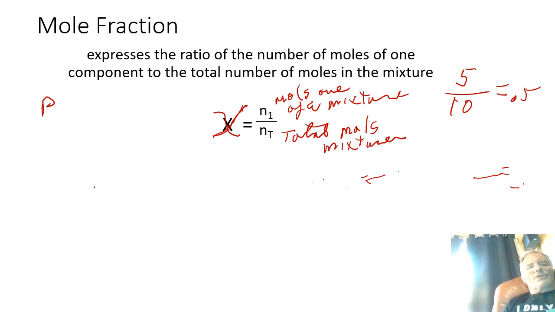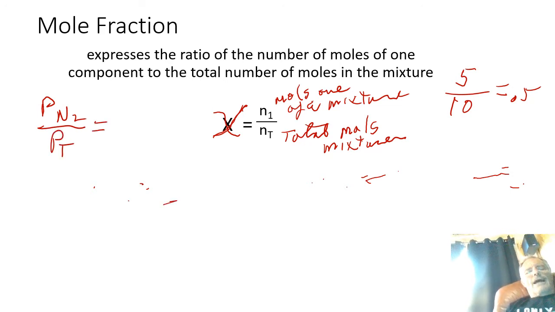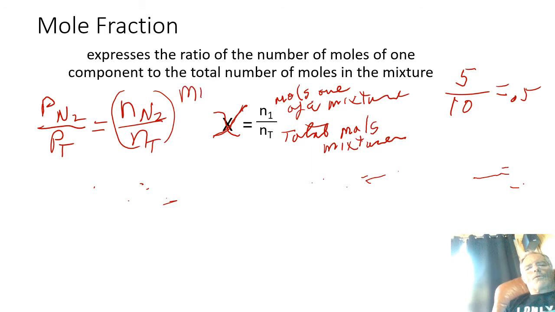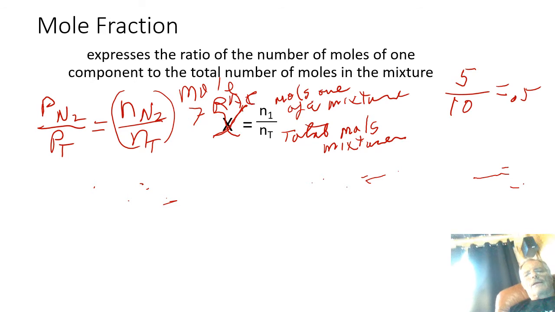So let's say we're talking about the partial pressure of nitrogen divided by the total pressure, and that's going to equal the number of moles of nitrogen divided by the total number of moles of all the gases that are in the container. This is the mole fraction. Okay, and I'll just call it frac if that's okay. Little Battlestar Galactica reference. All right, so that's the mole fraction.